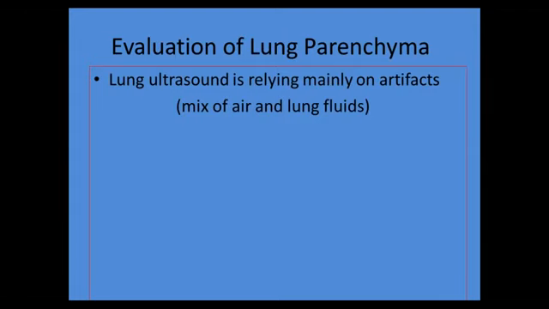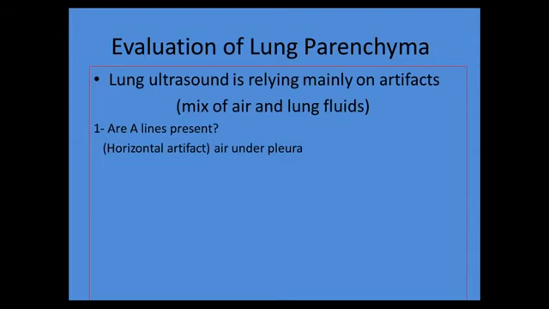Assessment of lung ultrasound. As we mentioned before, we are relying on artifacts, and we have two main types of artifacts: horizontal artifact or A-line artifact, or longitudinal artifact, which is B-line artifacts. And based on which one is more dominant, we can get an idea about the lung inflation or presence of fluid in the lung.